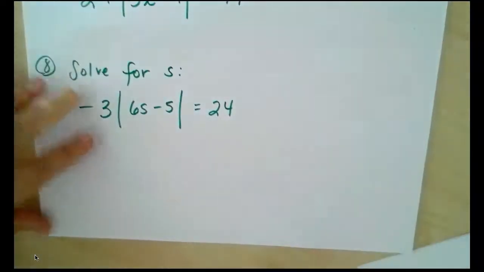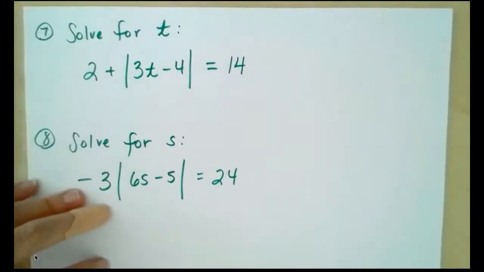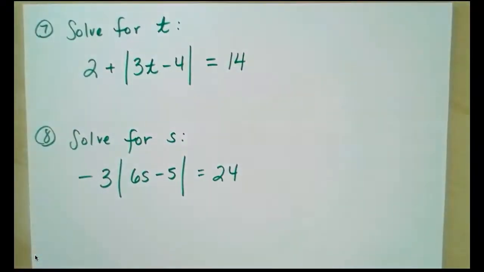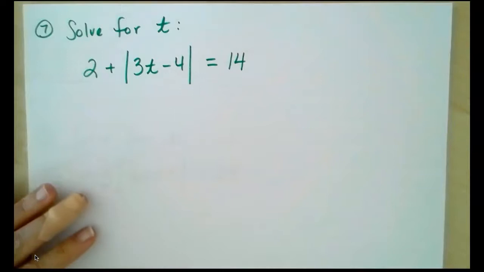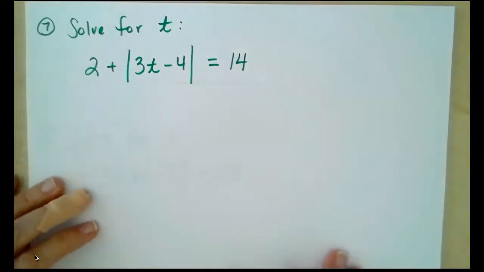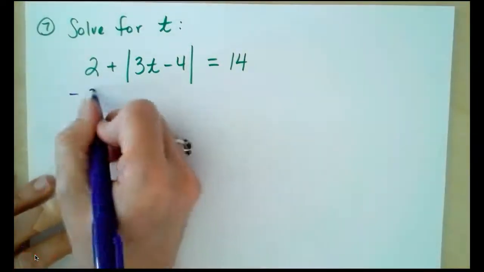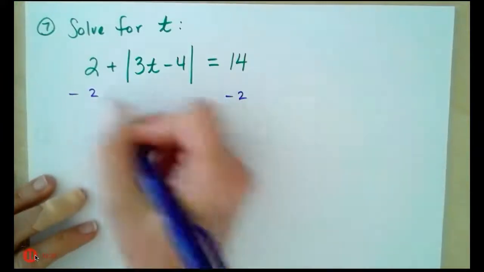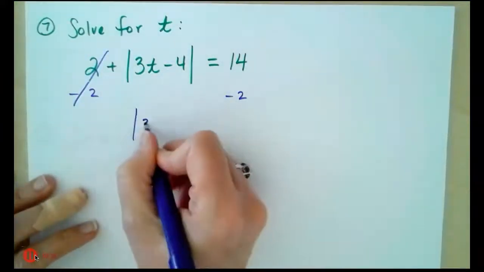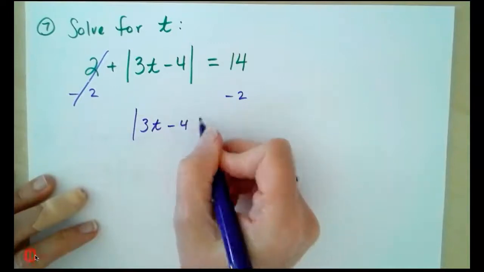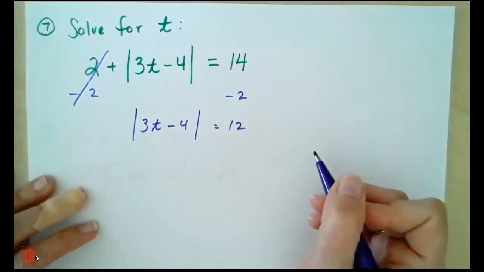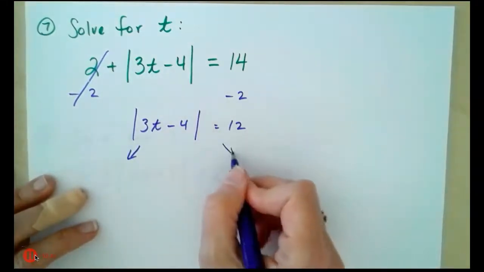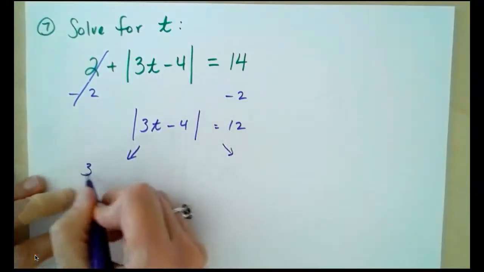Two more problems, both absolute value. So number 7, remember our steps for solving absolute value equations. Step 1 is to isolate the absolute value expression. To do that, -2, -2, the 2's cancel. The absolute value of 3t minus 4 equals 12. Step 1 is complete. Move on to step 2, which is to set up the two cases.